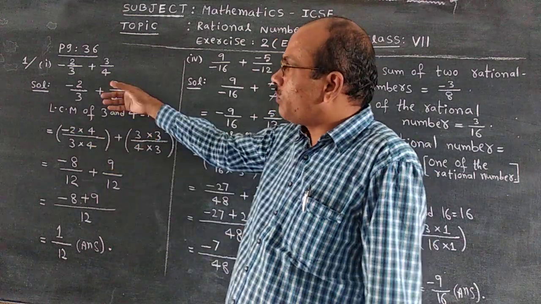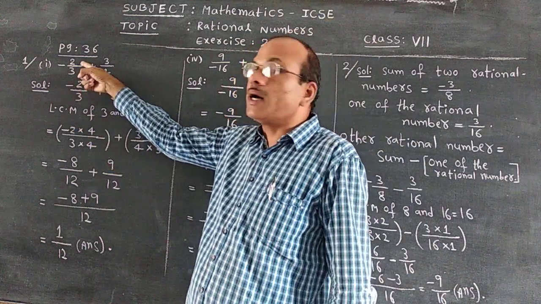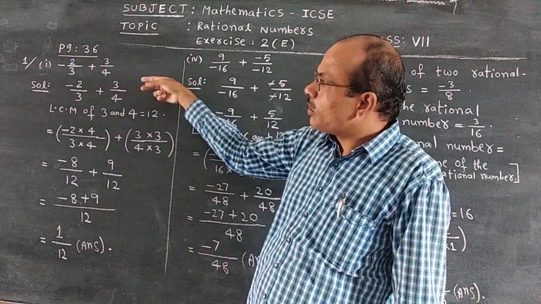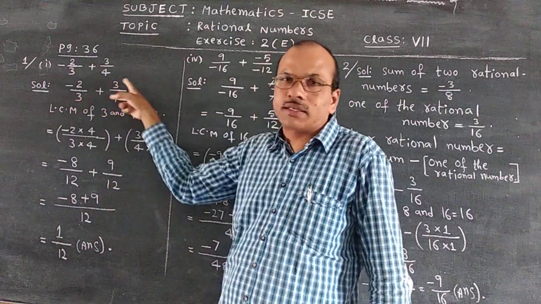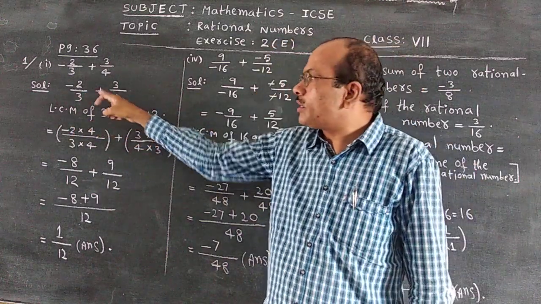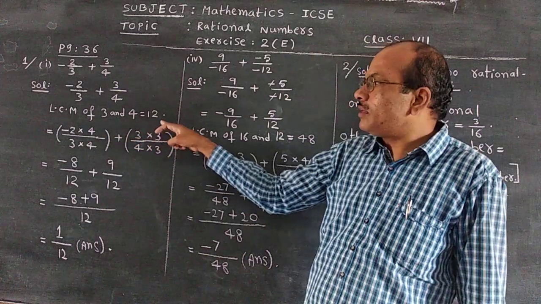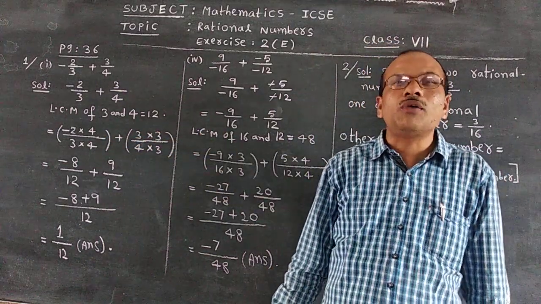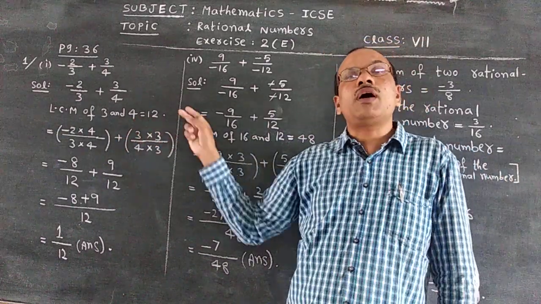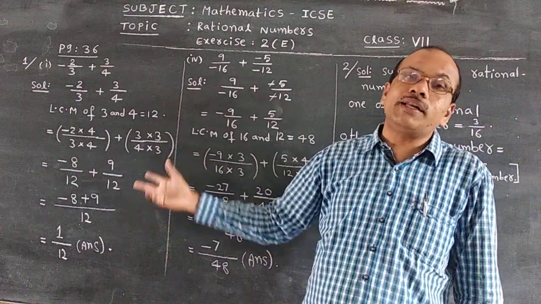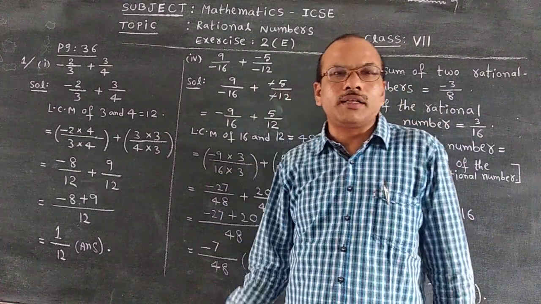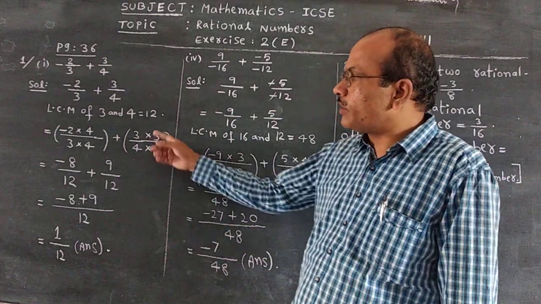Let us see. First one in the first question, minus 2 by 3 plus 3 by 4. We should simplify both the fractions given. LCM of both the denominators 3 and 4 is 12. We know how to do the LCM. 3 and 4 LCM is 12. We want to get this 12 in every denominator. We have done this type of sums in the previous classes, in the explanations of the same chapter.